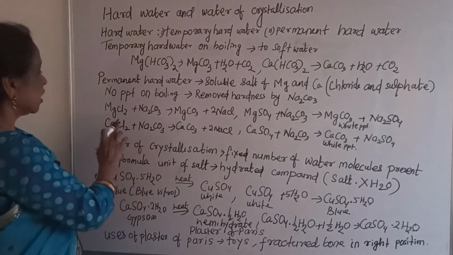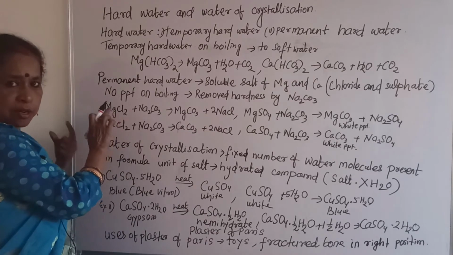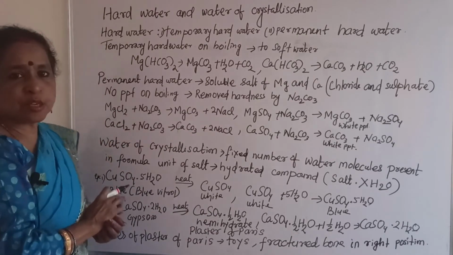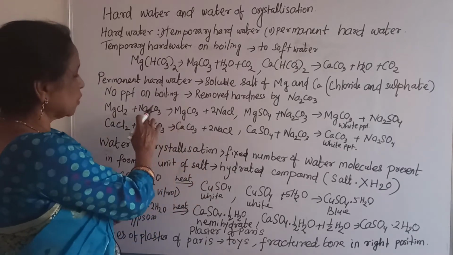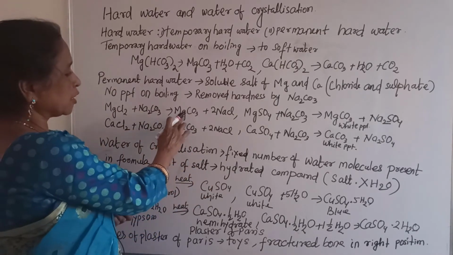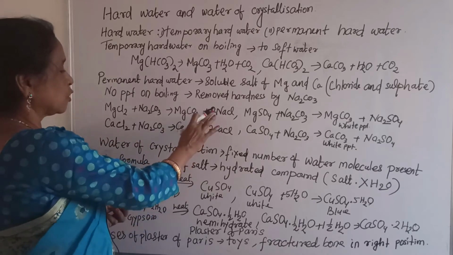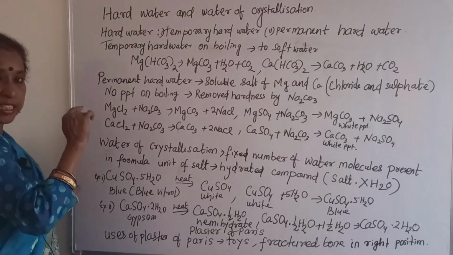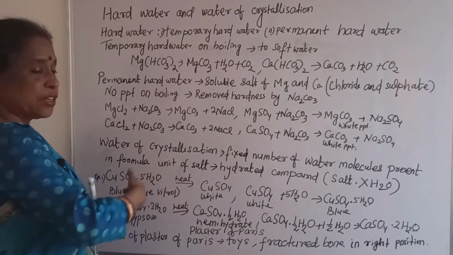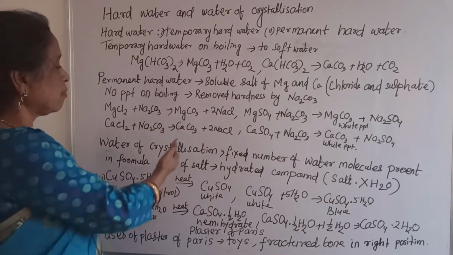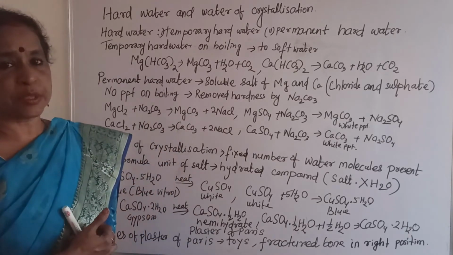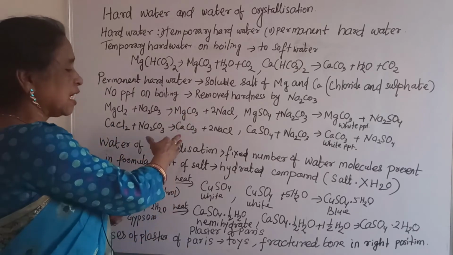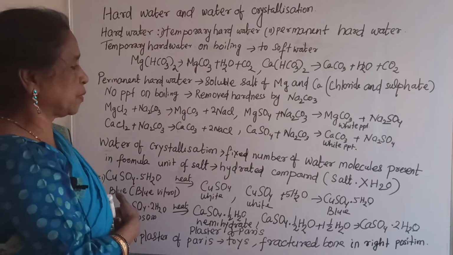Then how? See, suppose permanent hard water contains magnesium chloride. If you add sodium carbonate, then magnesium carbonate and sodium chloride form. Similarly, if it is calcium chloride and you treat it with sodium carbonate, then calcium carbonate forms, which is a white precipitate. Magnesium carbonate is also a white precipitate, and calcium carbonate is also a white precipitate.